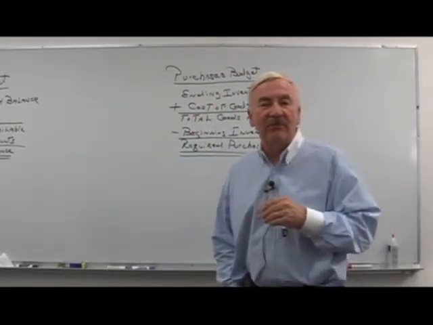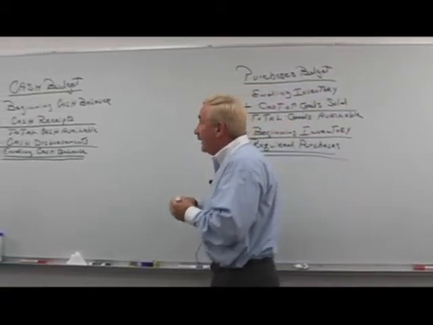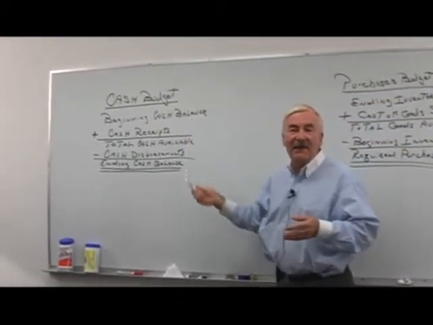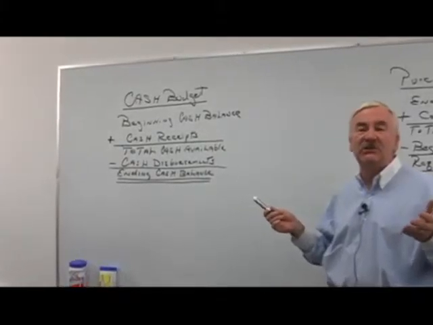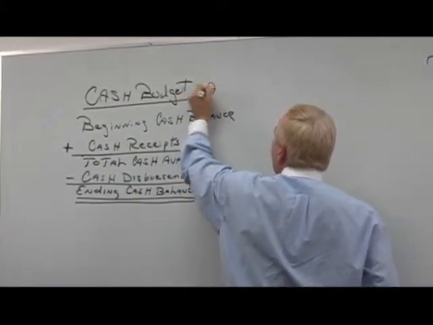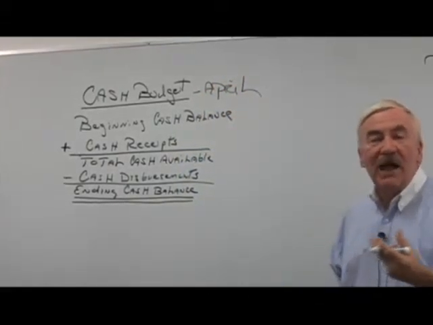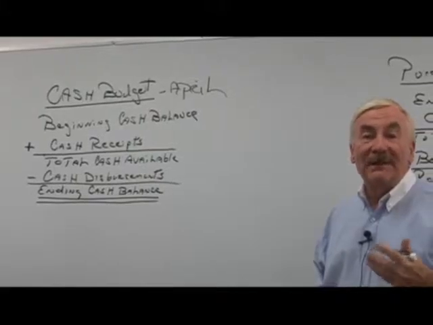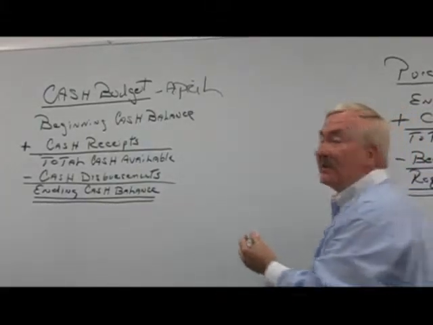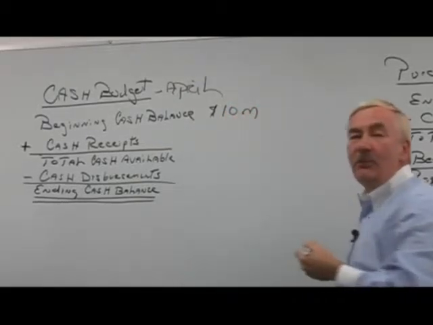So let's put a couple of numbers together to see how it looks if we were to look at a cash budget for a company. And the cash budget would be laid out as you see up here on the board. You start off with your beginning cash balance. So if I was doing a cash budget for the month of April, and if I knew that I was going to be starting April off with a beginning balance of cash of $10 million, that's my starting point for the month.